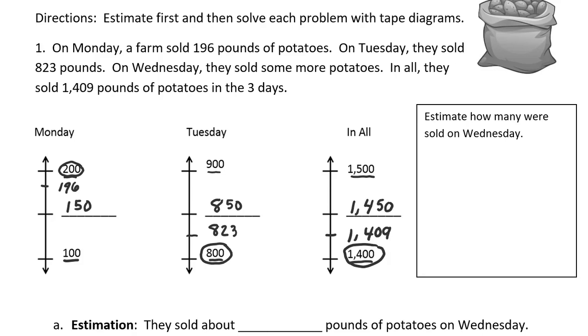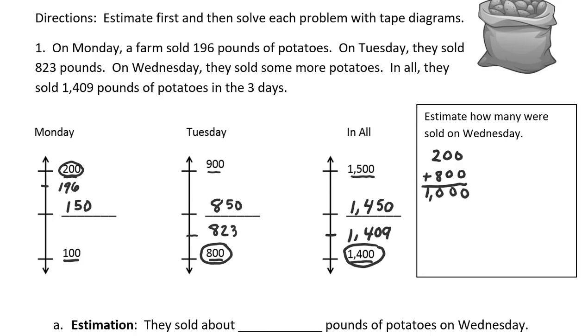Now we'll use these numbers to estimate how many they sold on Wednesday. So let's figure out what they sold on Monday and Tuesday first, and then we'll subtract that from the number that they sold in all. So on Monday they sold 200 pounds, approximately, and on Tuesday they sold approximately 800 pounds. I'll add those together. And we can see that they sold around 1,000 pounds on Monday and Tuesday.